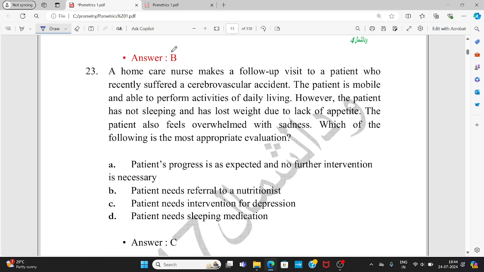A home care nurse makes a follow-up visit to a patient who has recently suffered a CVA. The patient is mobile and able to perform activities of daily living. Everything the patient can do, the patient can walk. However, the patient is not sleeping and has lost weight due to lack of appetite. So the patient is not hungry, is losing weight, is not sleeping. The patient is also overwhelmed with sadness.